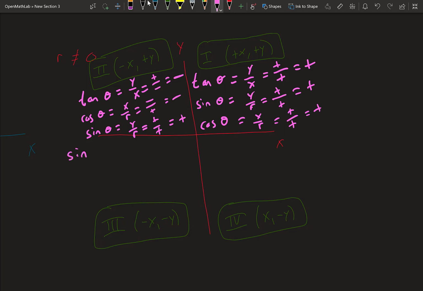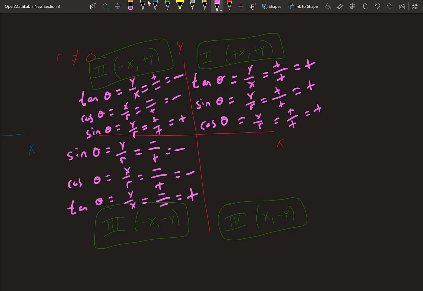So then sine of theta is y over r. In the third quadrant, we have y is negative and r would be positive, so this gives me a negative solution for sine, right? Cosine of theta is x over r. So x is negative, r is positive, so that gives me a negative answer, right? And then tangent of theta is y over x, so that would be negative divided by negative, which is positive, right? So in the third quadrant, tangent is the one that's positive.